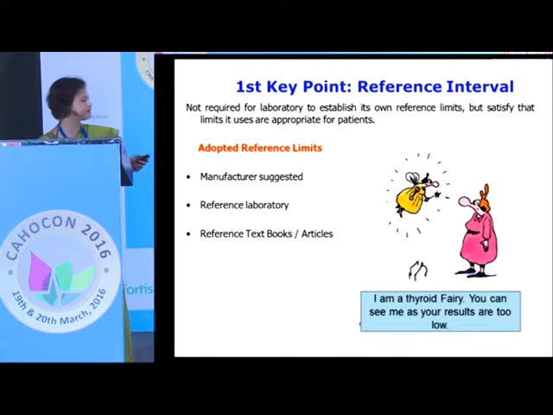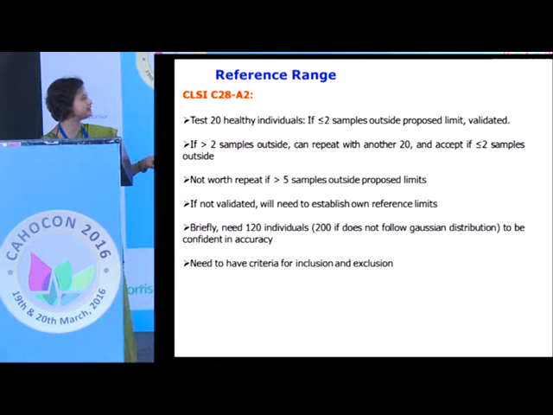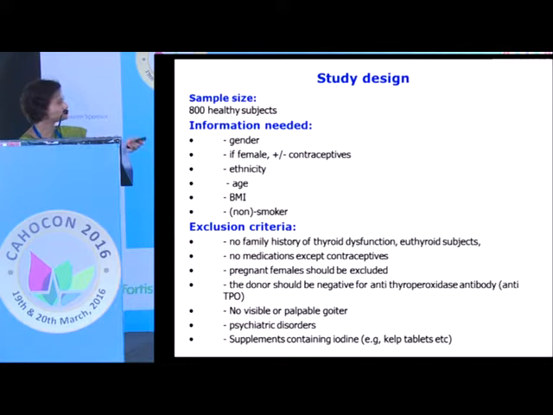So this is the reference interval. I have already told that we need 20 healthy individuals, and if more than 2 of the samples fall outside, we have to repeat that in 20 more individuals. Suppose we want to establish a reference interval, the FDA says that you need 600 population, but for a small or medium-sized lab that needs to establish its reference interval for some new analytes, if this follows a Gaussian distribution, you can take 120 individuals. Suppose this is not following a Gaussian distribution, you need a minimum of 200 individuals.